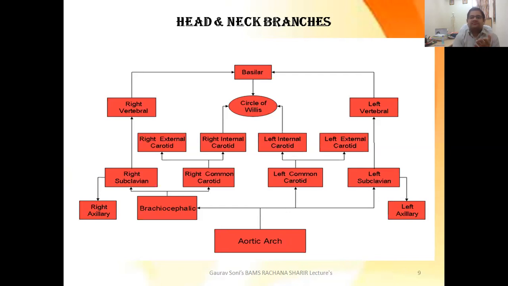And from the right side, you can see the subclavians are there. Right subclavian and left subclavian, whose direct branches are the left vertebral and right vertebral. They go towards the back side of the head region and form the basilar artery, and the basilar artery in turn gives the posterior cerebral artery and the posterior communicating artery. So this particular thing is known as the circle of Willis, which will be talked about in detail in some other lecture. This is just a schematic representation.